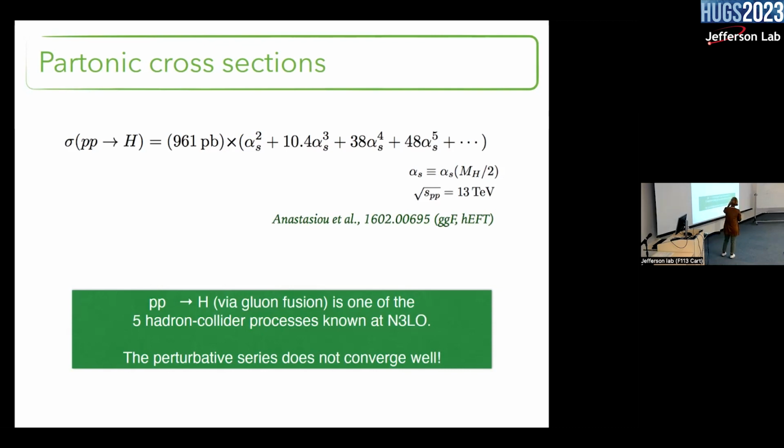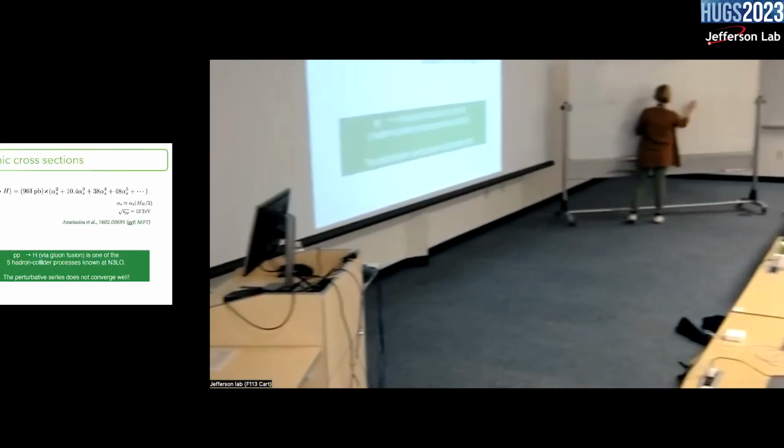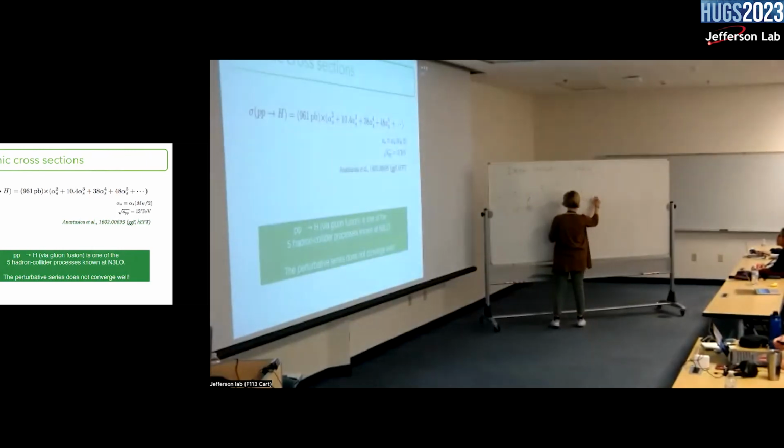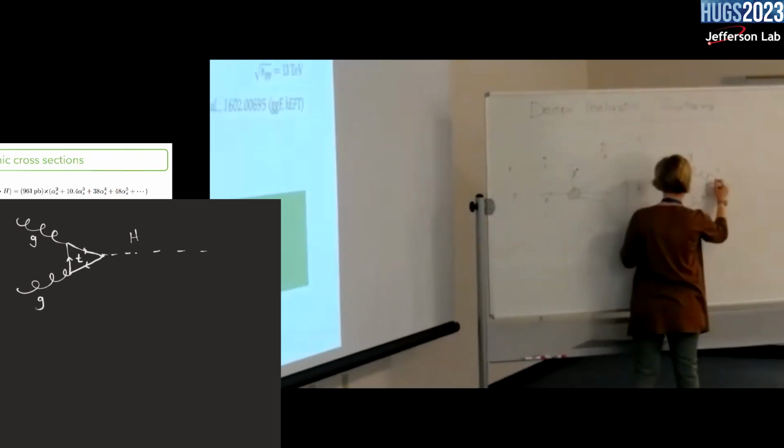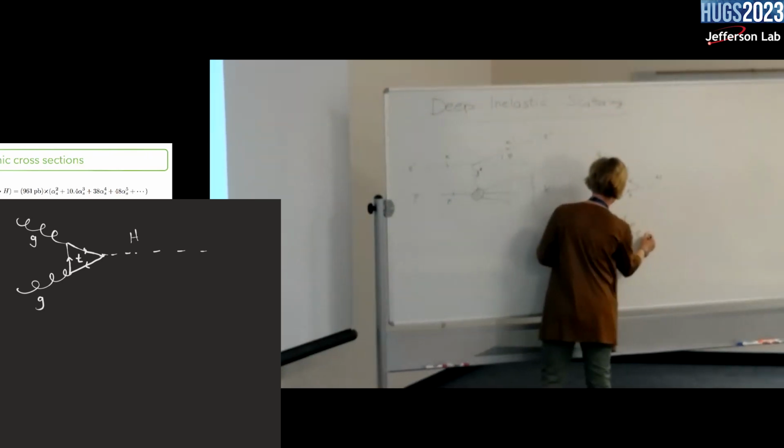So these are the coefficients, we are at 13 TeV, and these are the numbers we get for each order. So you can see that this is the tree-level cross-section, 961 picobarn, which is already order alpha_S cubed because I didn't draw it, sorry about that. So this is the leading order diagram, okay? Gluon-gluon, a top loop, and then the Higgs, okay? So this is the diagram, and people can simplify it like that.